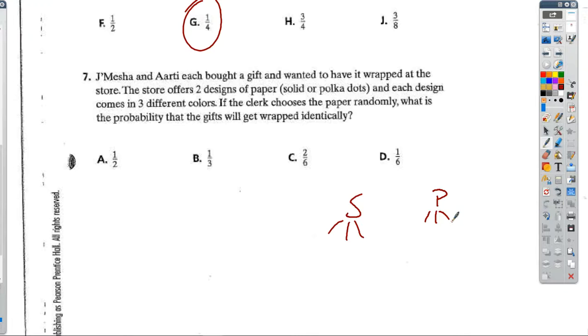So that means we have 6 total options. If the first one is blue and solid, what are the odds of getting blue and solid again? Well, they're 1/6. There are 6 options. One of them is blue and solid.